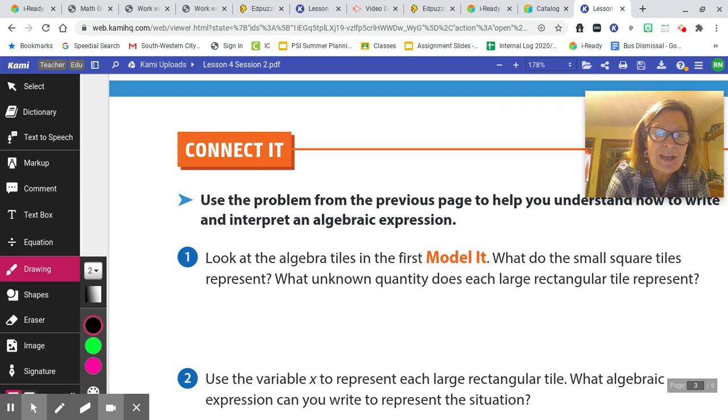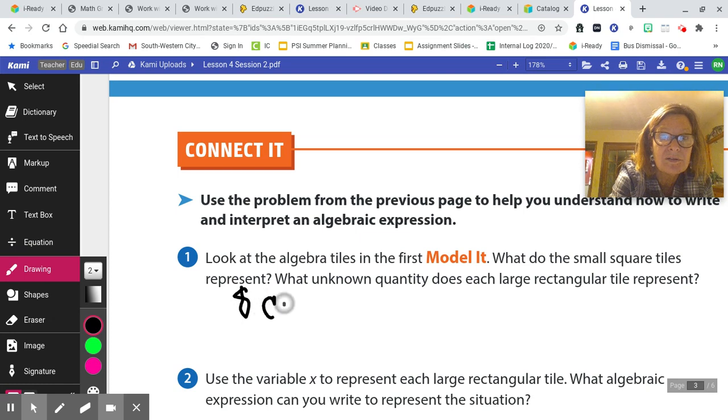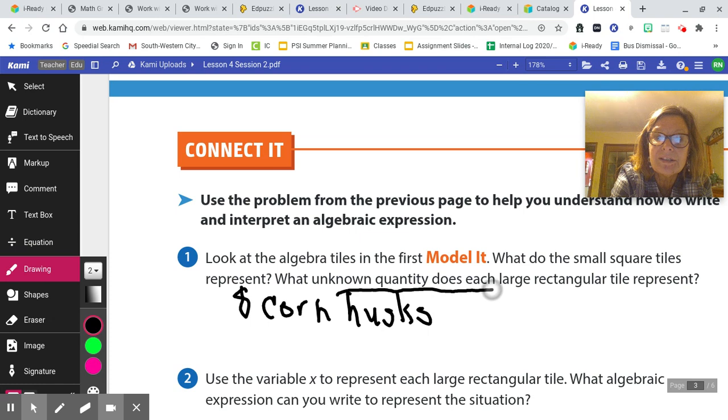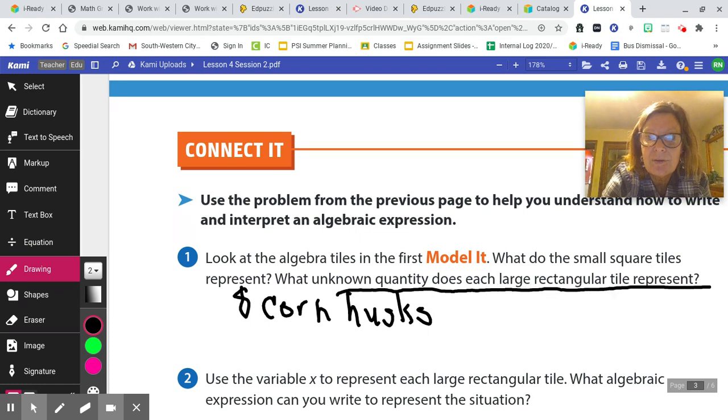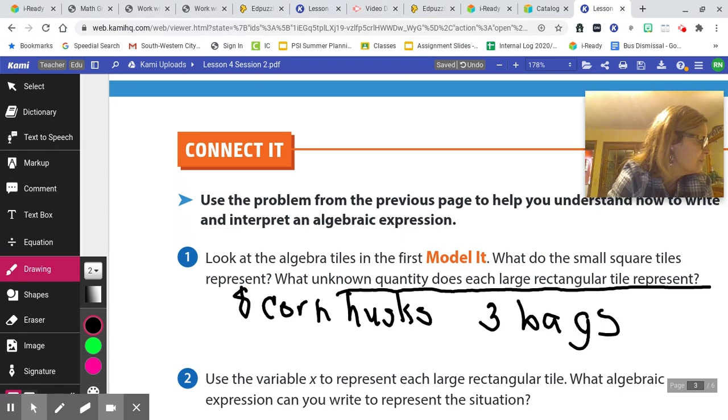And hopefully you wrote that down. And the answer is that the small squares represent the 8 corn husks. What is the unknown quantity? What unknown quantity does each large rectangular tile represent? That represents the 3 bags, and we don't know how many corn husks are in each one. So that stands for each of the bags.